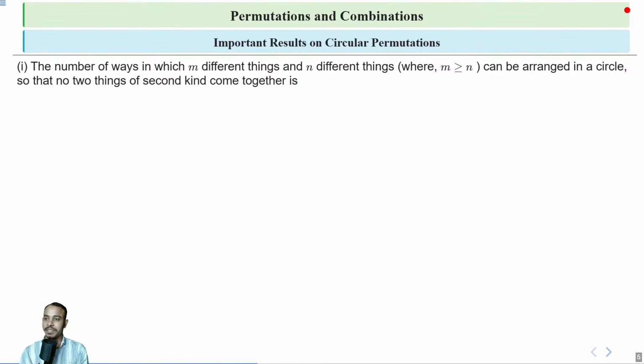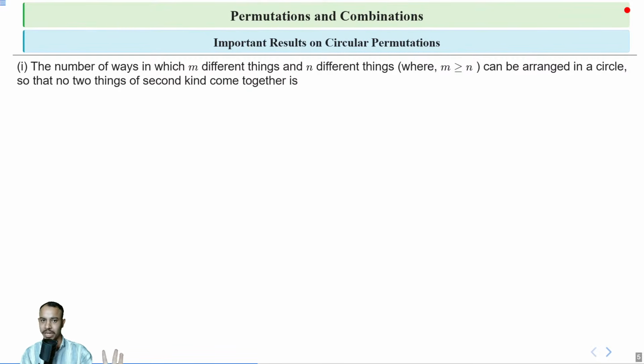Now we will discuss some important results on circular permutations. First result: we have m different things and n different things, where m is greater than or equal to n, and we want to find the number of ways in which m different things and n different things can be arranged in a circle. And we have some conditions.